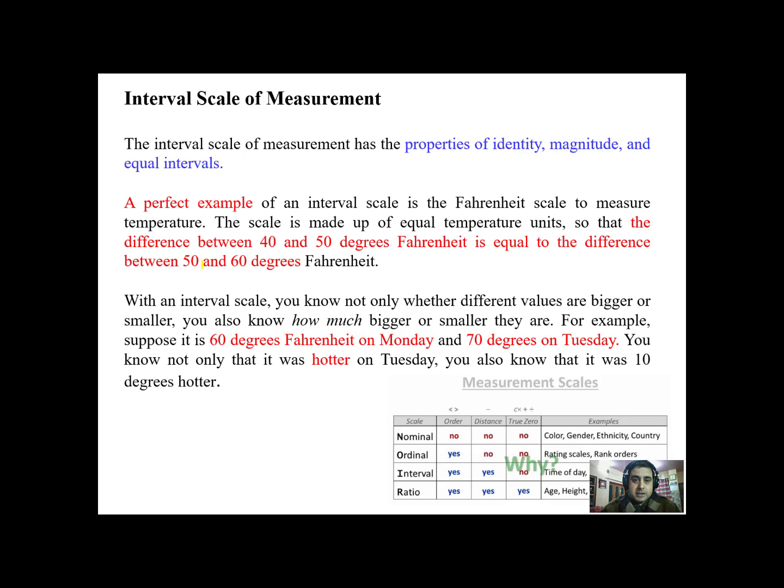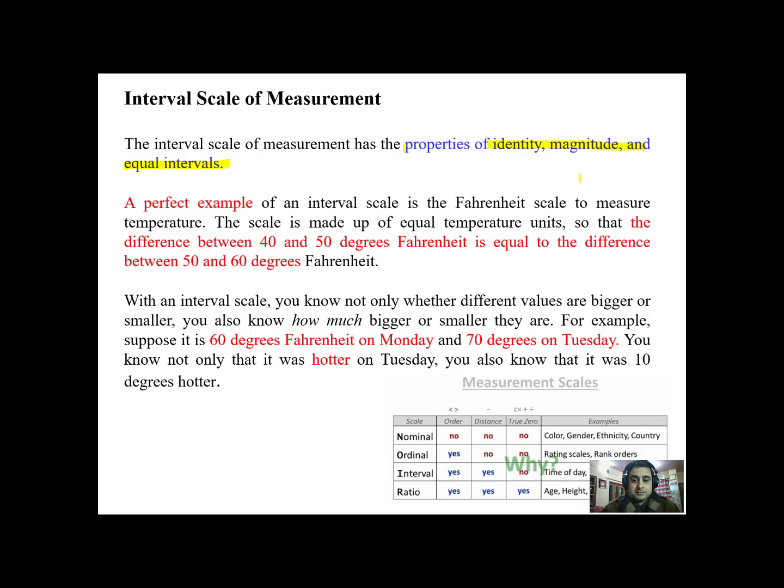Now coming towards the interval scale of measurement, this scale has three of the properties of measurement, which are identity, magnitude, and equal intervals. Now, about the identity and magnitude, you already have an idea.